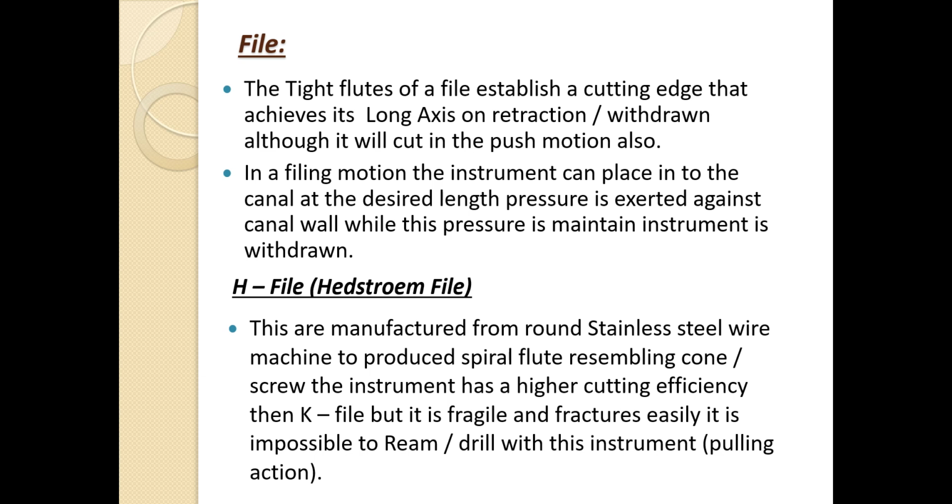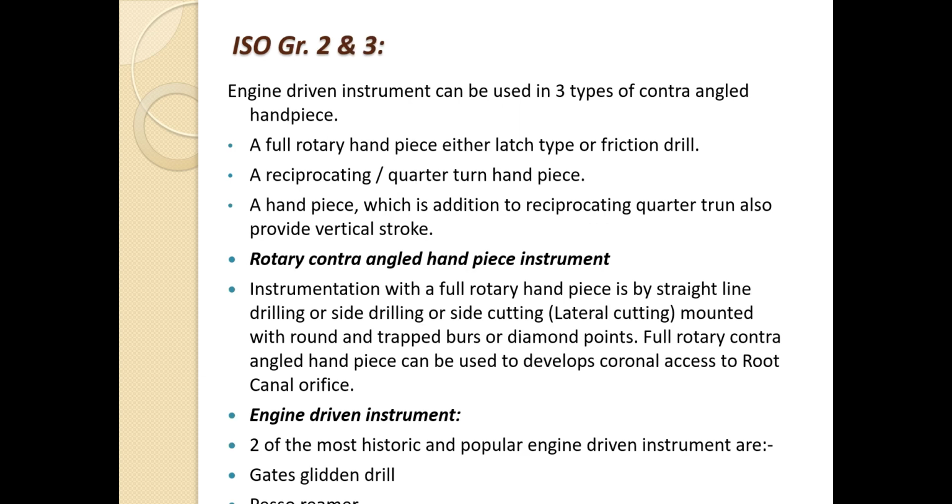H-file or hand file: these are manufactured from round stainless steel wire machined to produce a spiral flute resembling a cone or screw. The instrument has a higher cutting efficiency than the K-file, but it is fragile and fractures easily. It is impossible to ream or drill with this instrument; it cuts with a pulling action.